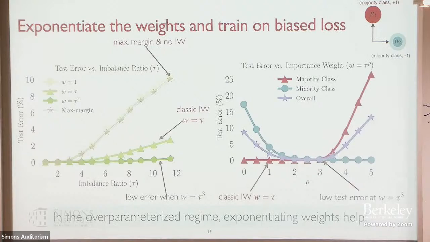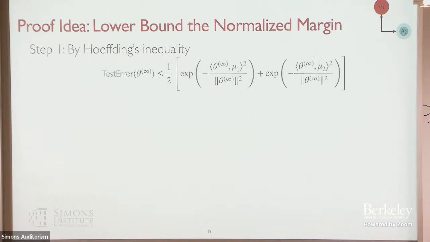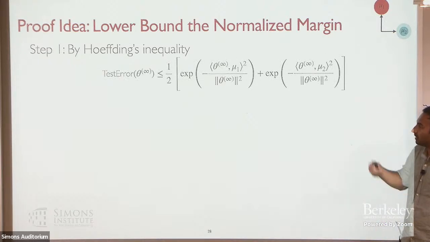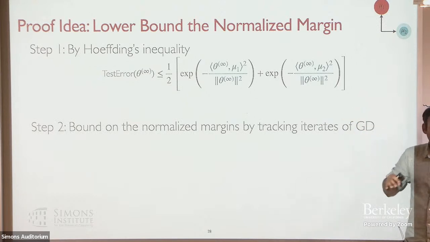Next, I'd like to step through the key ingredients of the proof to maybe convince you why we get this W equals tau cube, and also point out some ideas that we had to use. Firstly, by Hoeffding's inequality, you get that the test error at infinity is upper bounded by these quantities that involve what we call the normalized margins.